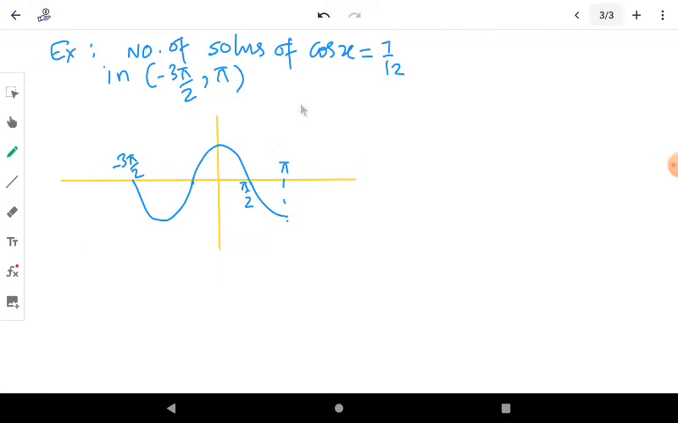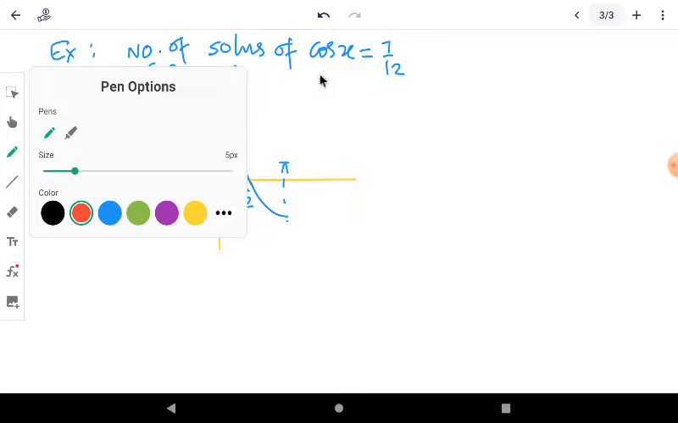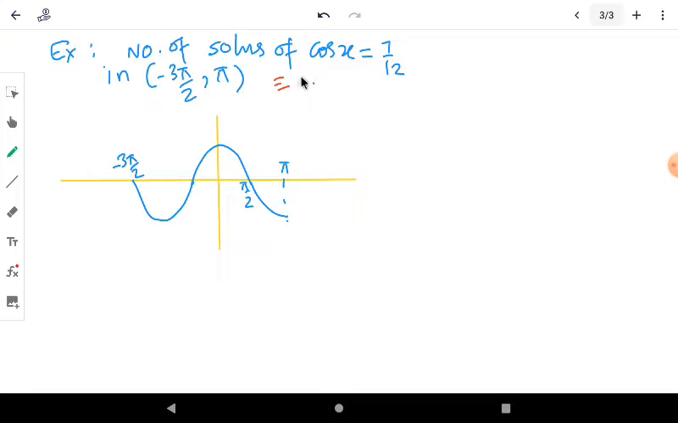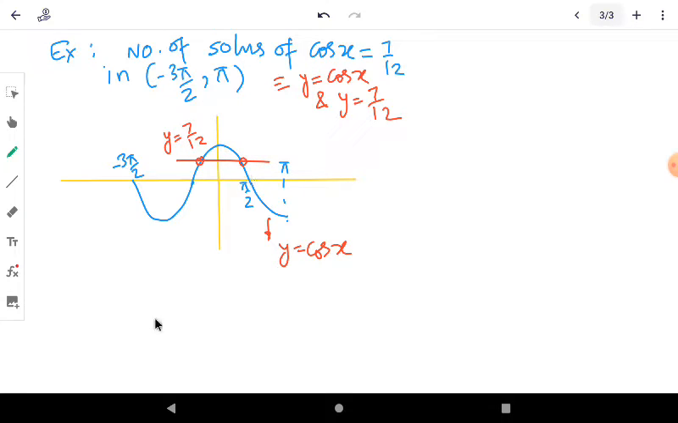So as we have seen in the previous example, guys, the number of solutions of this is equivalent to the number of intersection points of the graph y equals cos x and the line y equals 7 by 12. We have drawn the y equals cos x graph, right? Now it is the turn to draw the graph of y equals 7 by 12, which is above the x-axis, a line parallel to the x-axis. As you can see, there are 2 intersection points, which means what? How many solutions? Yes, 2 solutions, guys.